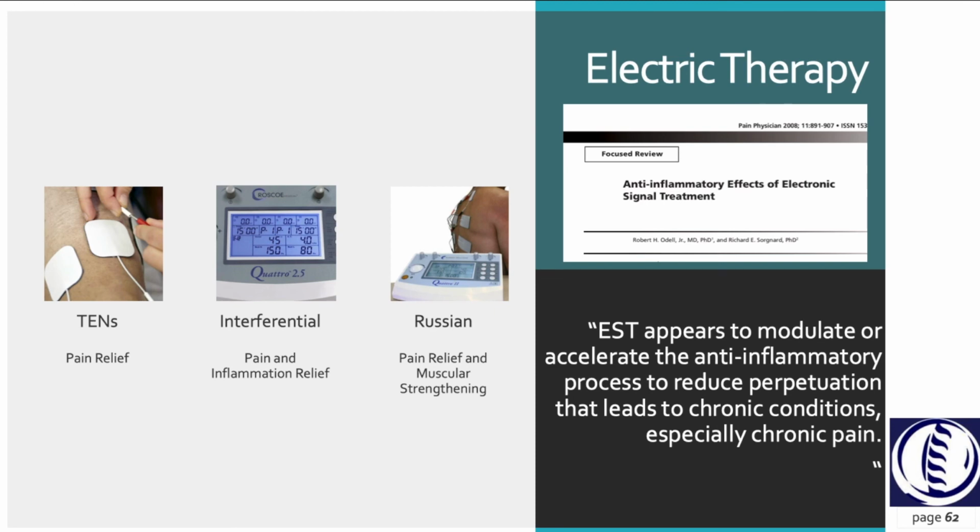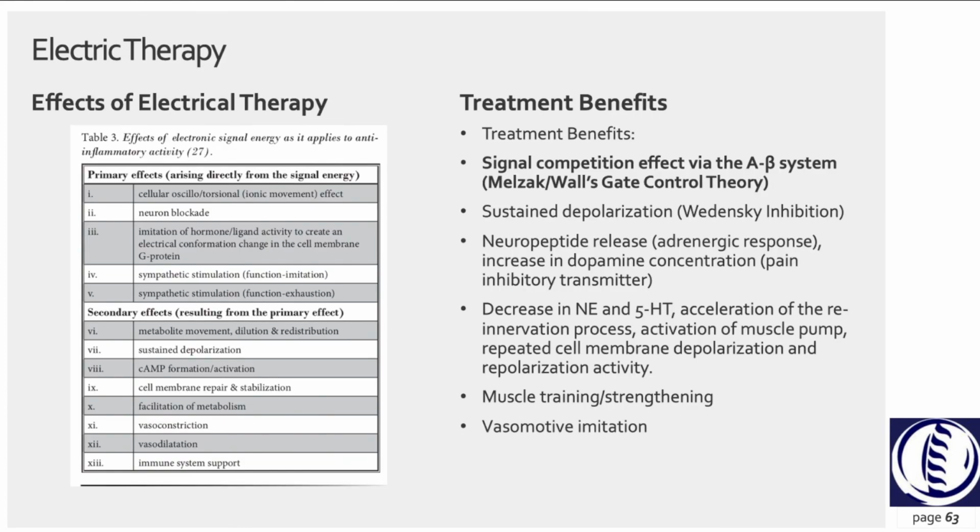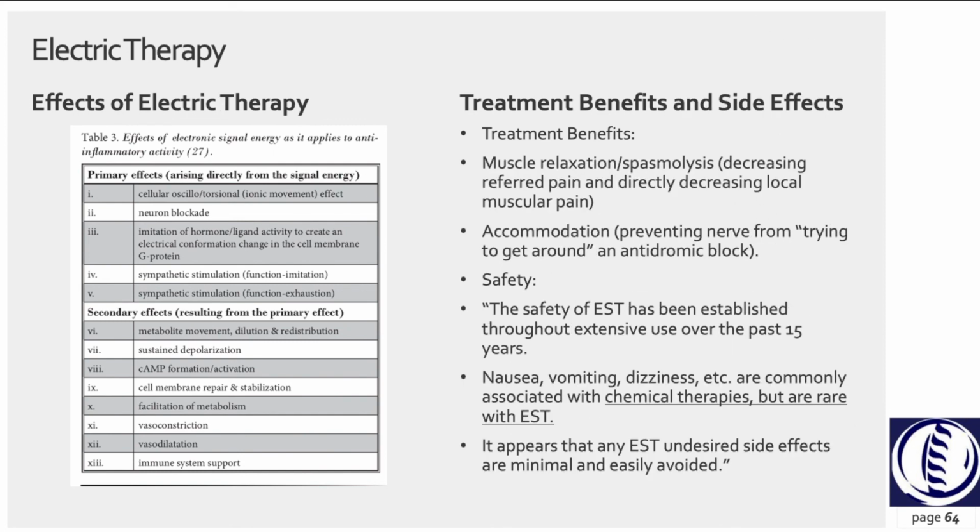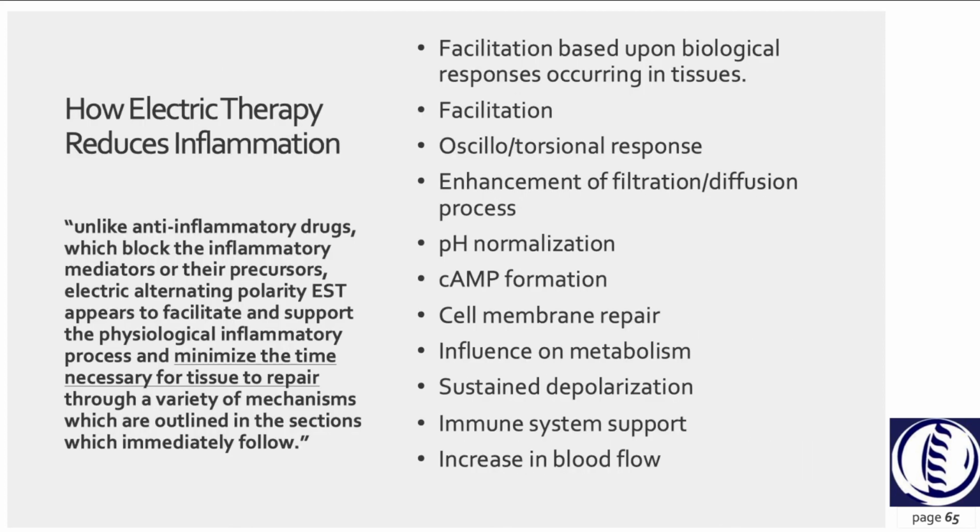In regards to electric therapy, it has been shown to modulate or accelerate the anti-inflammatory process to reduce perpetuation that leads to chronic pain conditions. Electric therapy acts on an A-beta system, which is directly associated with chronic pain, and helps with muscle relaxation, decreased referred pain, and has minimal side effects. Unlike anti-inflammatory drugs, which block the inflammatory mediators or the precursors, electric alternating polarity stimulation appears to facilitate and support the physiological inflammatory process and minimize the time necessary for tissue repair.